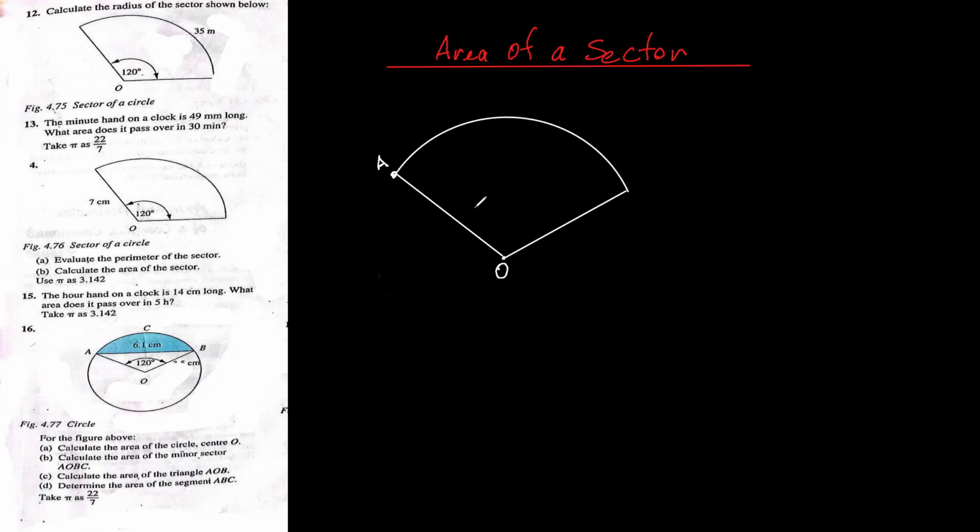So what do we call this shape again? A sector. Right. So this is our sector. Now, we know how to find the area of a sector. But let's call this B.